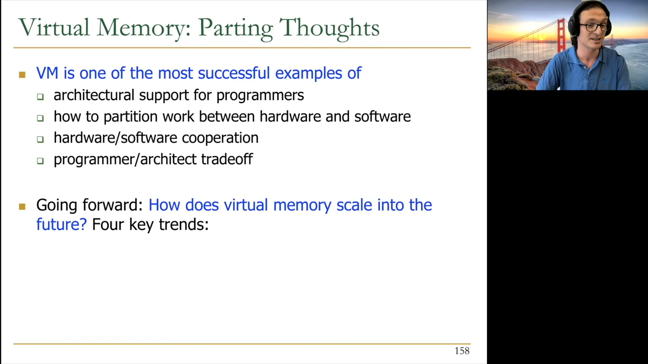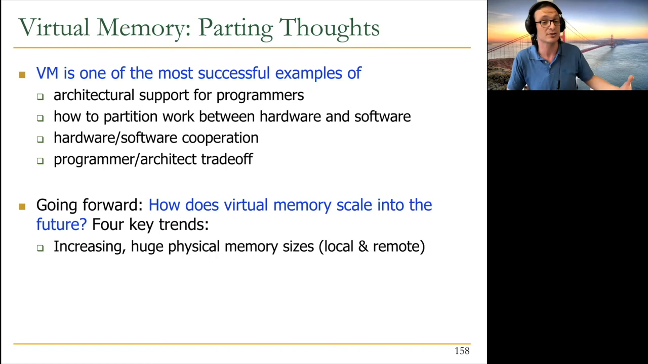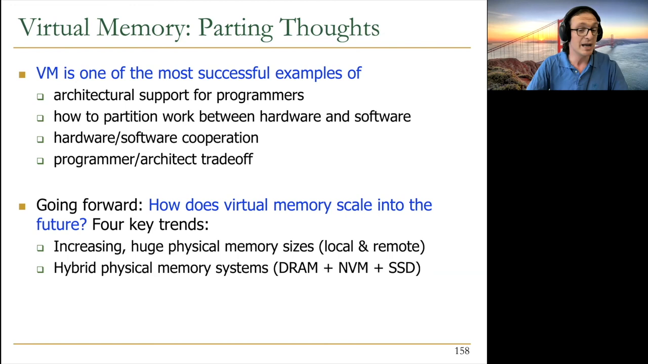But going forward, how does it scale into the future? It's not doing very well, in my opinion. And there are a lot of papers that are written on it. I'm going to show you some pictures of it also. But basically, we have increasingly huge physical memory sizes, both local and remote. And 256 terabytes is starting to sound small for our memory sizes, basically, because data is huge. We have hybrid physical memory systems, DRAM and NVMe SSDs. And we want to increasingly manage everything using a single memory abstraction.